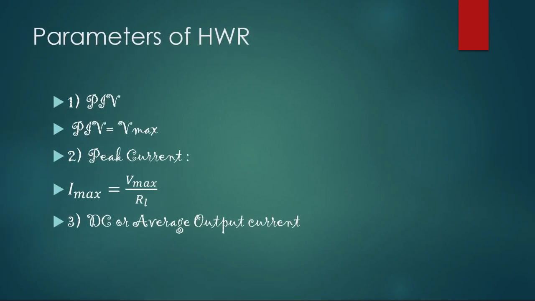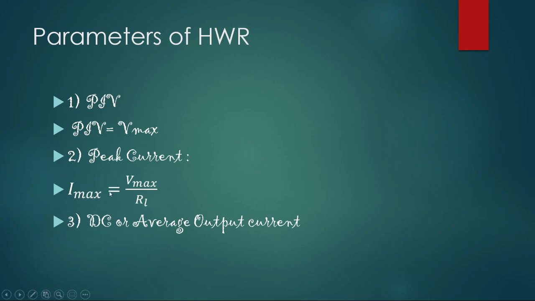In previous session we have seen the theory of half wave rectifier and we have also seen the derivation for the two parameters. We have discussed PIV, that is peak inverse voltage. That is the maximum voltage which can be handled by the device without damaging itself. So PIV is the maximum value of voltage. Second parameter we have seen was about peak current. Peak current is the maximum current, I max.